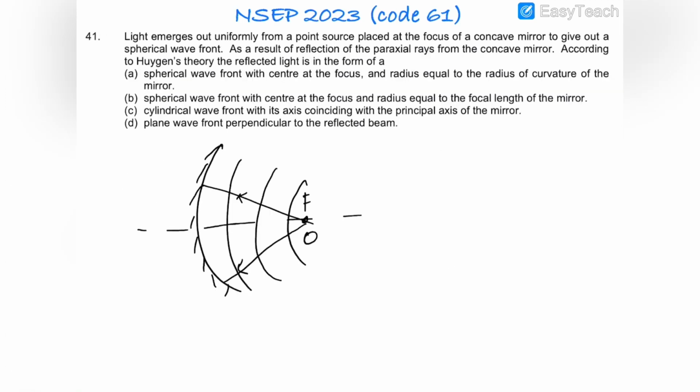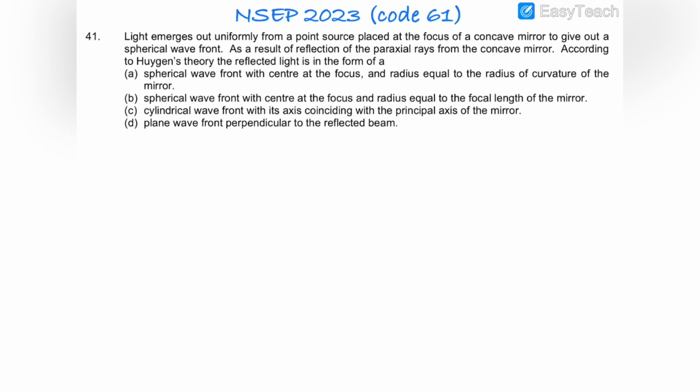And after reflection, we know that these rays will go parallel to the principal axis, and hence we can say that the reflected wavefront would be a plane wavefront, which would be perpendicular to the reflected beam. So the correct answer would be option number D. Now we move on to the next question.